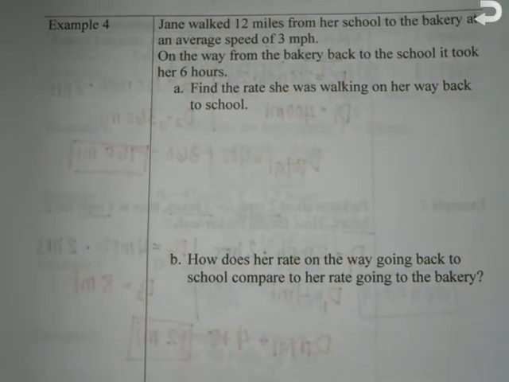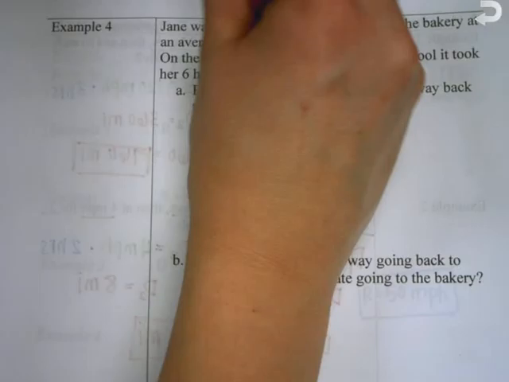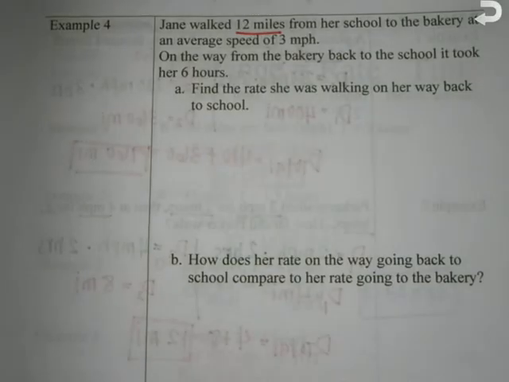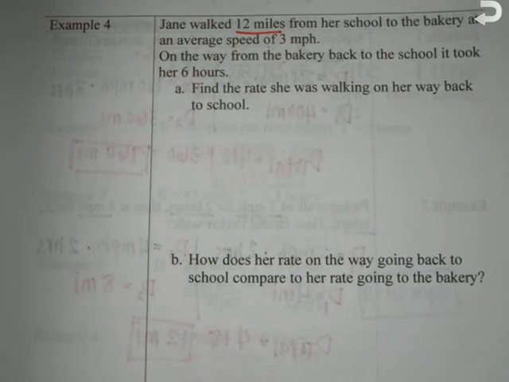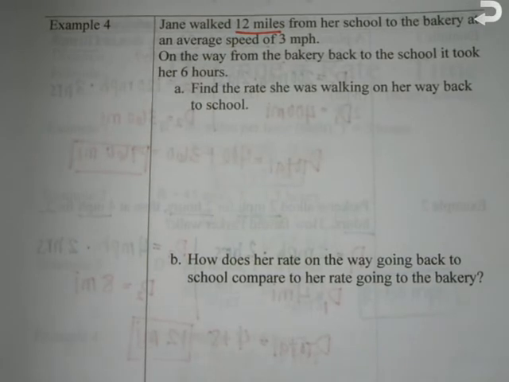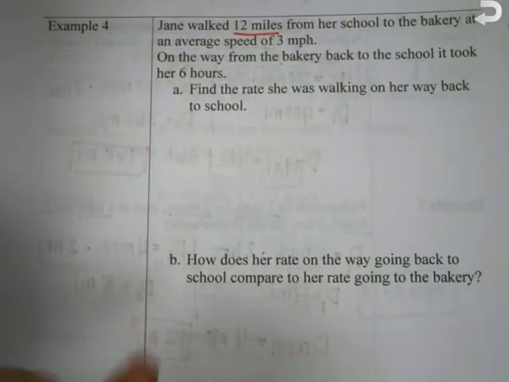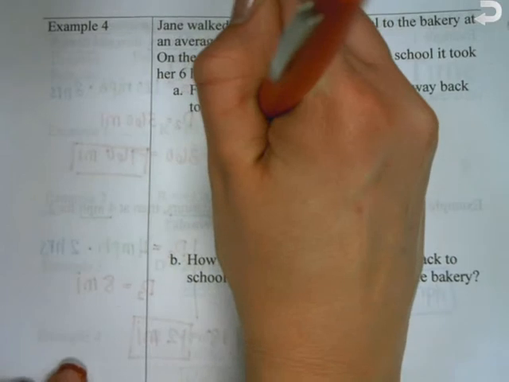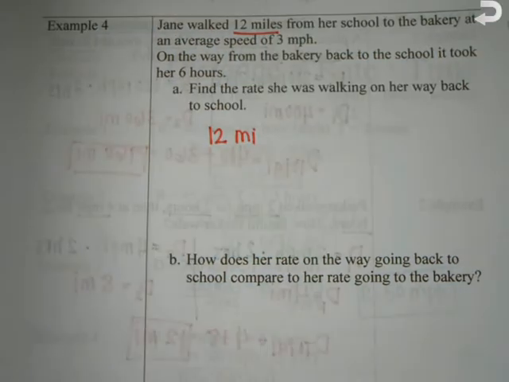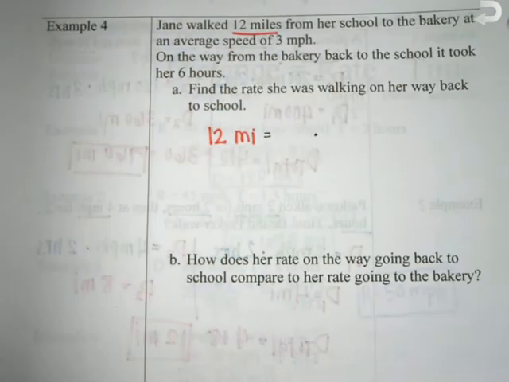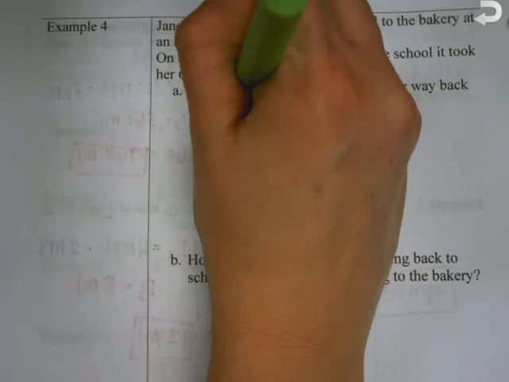12 miles. Distance does not change whether you're going or coming. If I drive from here to my house, it's the same distance as driving from my house to here, unless I took a different route. But in theory, it's still the same distance. So we're going to use 12 miles as our distance equals, and we don't know her rate, so I'm just going to put it as R right now. And how much time did it take her to go from the bakery back home? 6 hours.